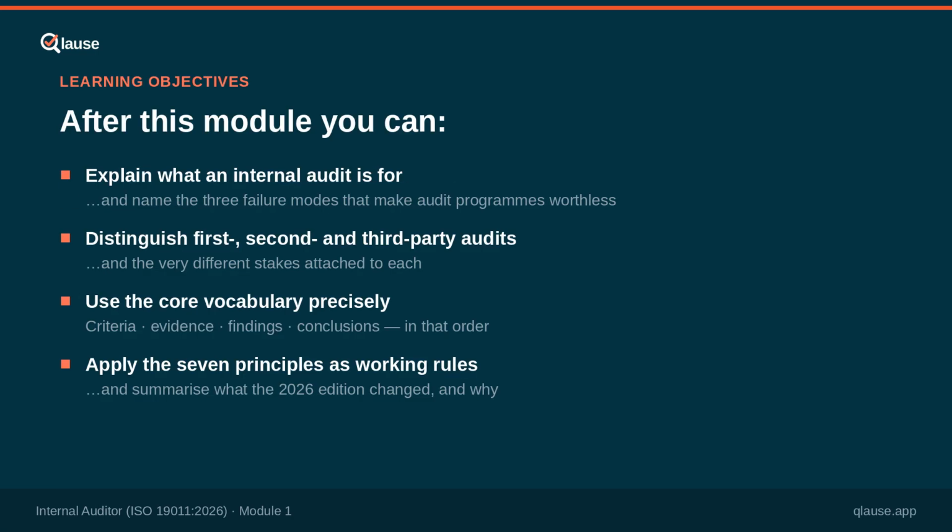So what will you be able to do when this module is finished? Five things. Explain what an internal audit is for and name the 3 failure modes that make audit programs worthless. Distinguish first, second, and third-party audits and the very different stakes attached to each. Use the core vocabulary precisely: criteria, evidence, findings, conclusions. Apply the 7 principles of auditing as working rules rather than poster text. And summarize what the 2026 edition changed and why it changed.